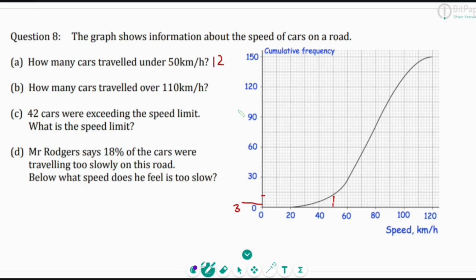How many cars travelled over 110 kilometres? So let's find 110, which takes us to here. Now, over is this part. So each mini box was 3, right? So it'd be 3, 6.